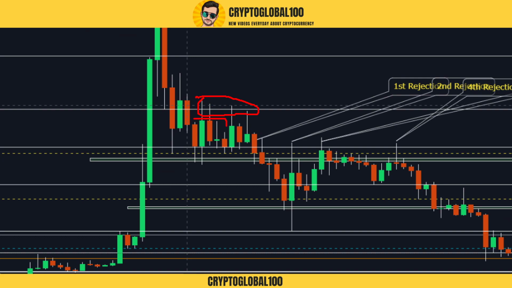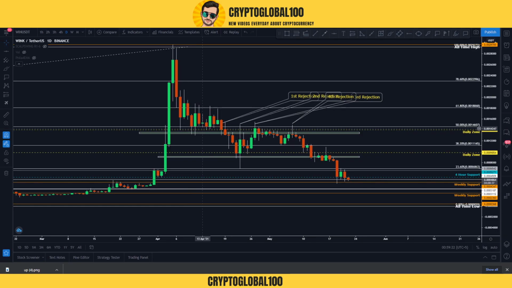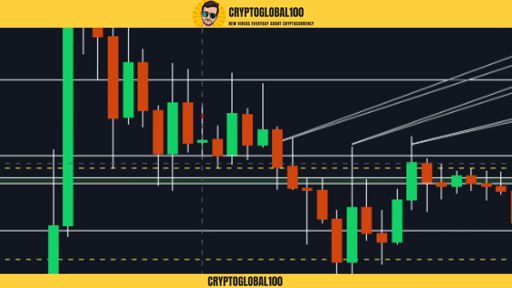You see longer wicks on the upside, longer wicks, not the shorter ones. If we compare just here, just take a look at the longer wicks. This wick was larger than this wick. Again, it tried to come down but was unable to break.